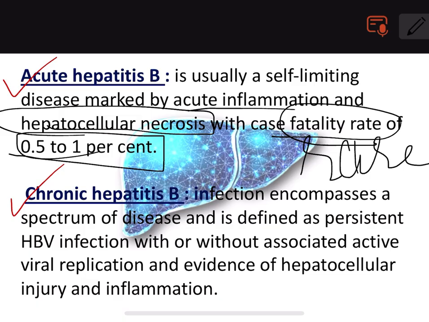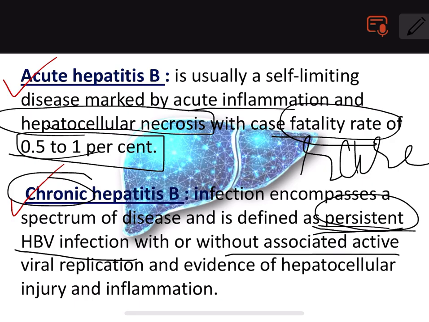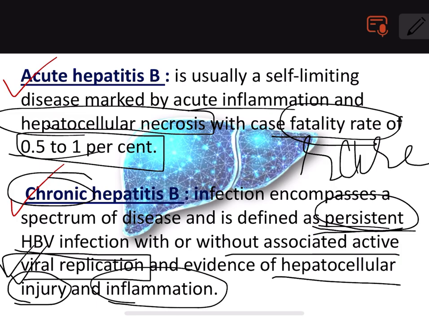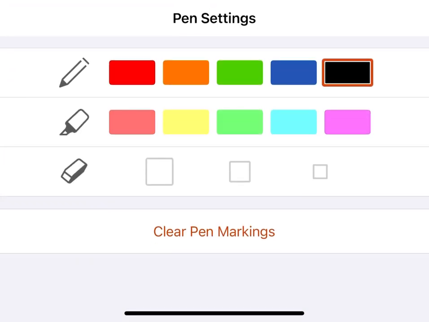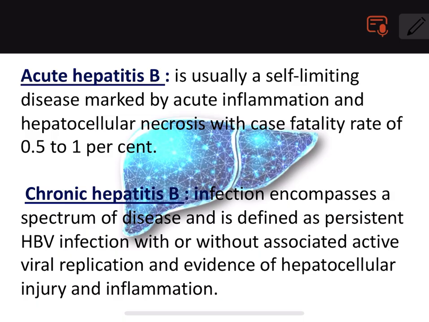Moving further to chronic hepatitis B. In chronic cases, the infection encompasses a spectrum of disease. It is defined as a persistent HBV infection. So the infection is very persistent in cases of chronic. The persistent hepatitis B virus infection is with or without associated active viral replication. There can be active viral replication, and there is hepatocellular injury and inflammation. You can find the evidence of hepatocellular injury and also inflammation.